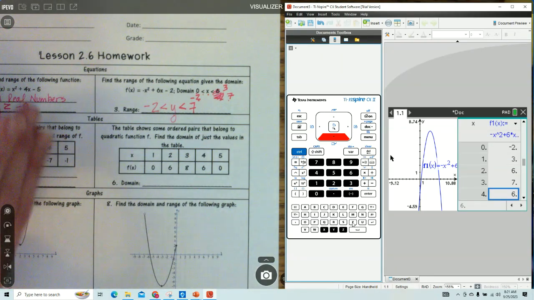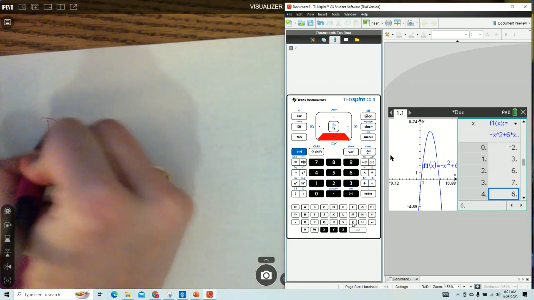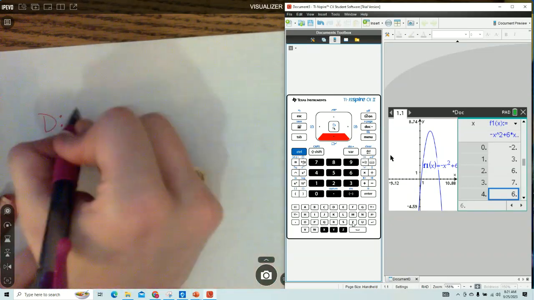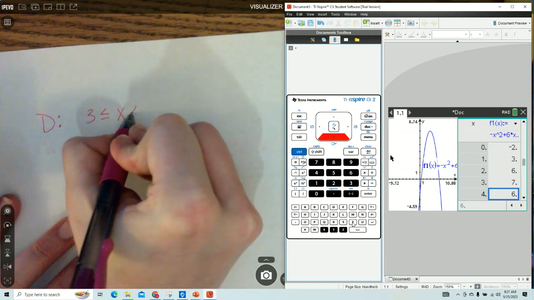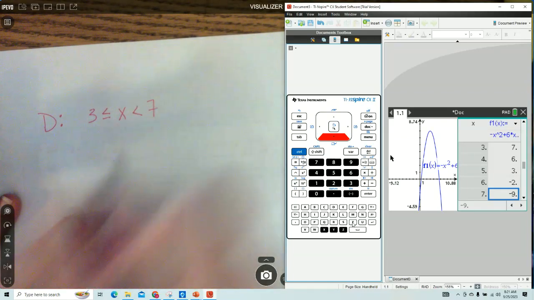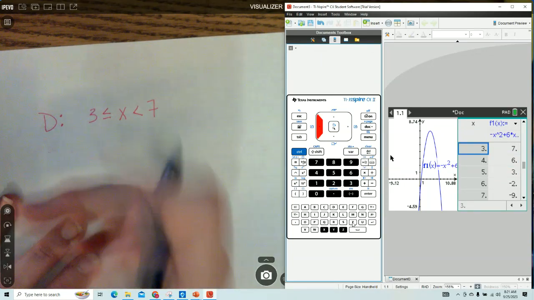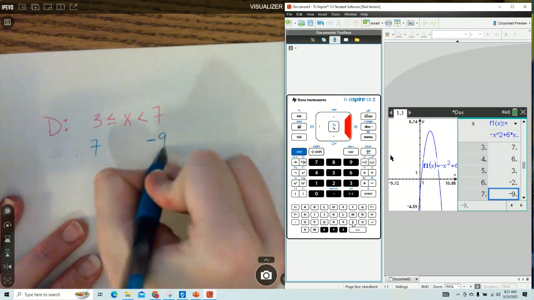So if it said, I'm just going to flip this on the back. Use this same graph. If it said my domain is from 3 is less than or equal to x, and then less than, pick another value here, 7. Do it this way. So when x is 3, y is 7. When x is 7, y is -9.